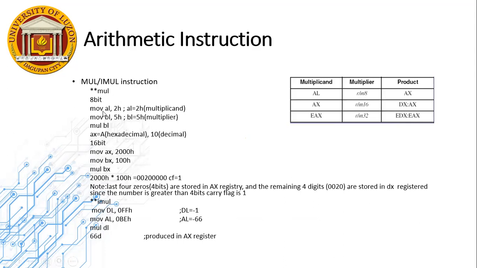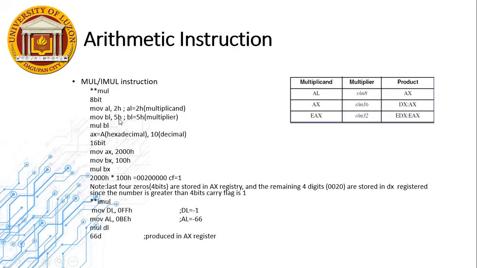So for the 8-bit example, I have prepared here, I wanted to move a 2 hexadecimal value to AL, the multiplicand, the 8-bit accumulator, and assign a 5H hexadecimal as a multiplier. I will be moving it into the BL 8-bit register and initiate it using the instruction MUL and of course the multiplier, our 5H in the base register. So the product of this, 2 times 5, is 10.